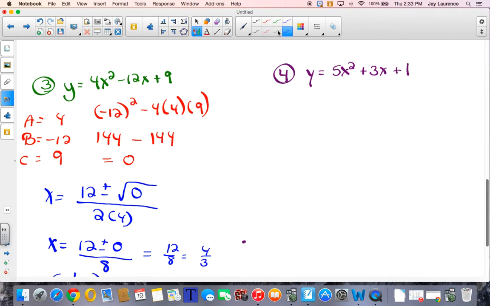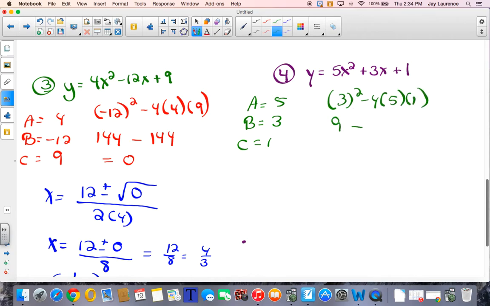All right, let's try number 4. We got to identify a, b, c. Easy as 5, 3, 1. All right, now we'll use the discriminant. b squared minus 4ac, which is 9 minus 20, which is -11. Well, the discriminant's less than 0.